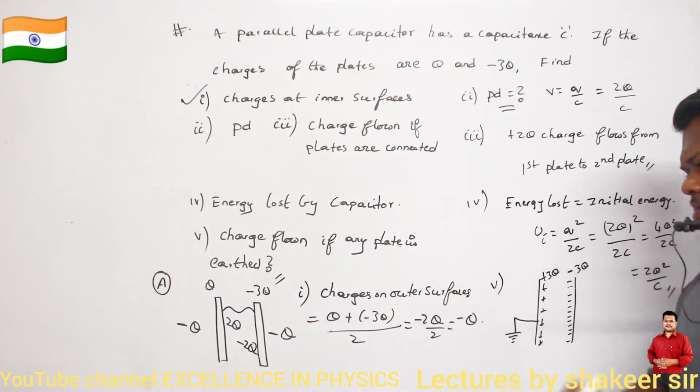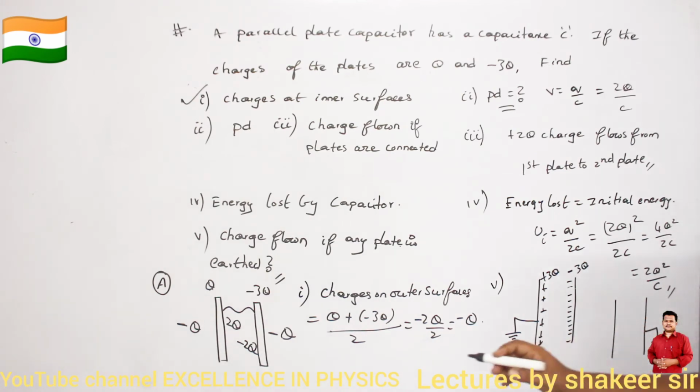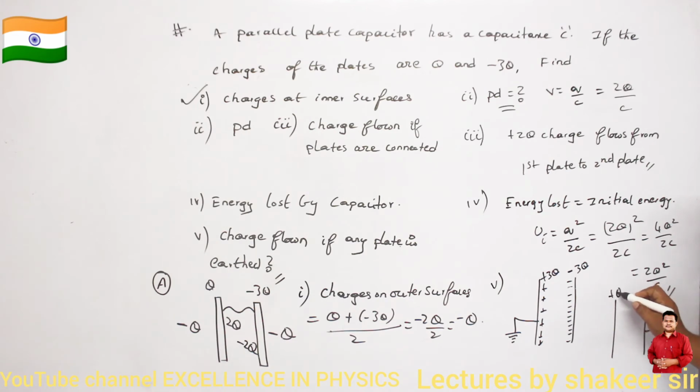zero. Similarly, in the second condition, I am now earthing the second plate. Any charge present on that side will enter the ground. But the first plate is not earthed, and plus Q charge is present on the first plate. This total plus Q will be deposited on one side, and it will induce a charge of minus Q on the inner surface of the second plate. This is what will happen if I earth these plates. That's all, this is how we can solve this question. Make a note up to here.